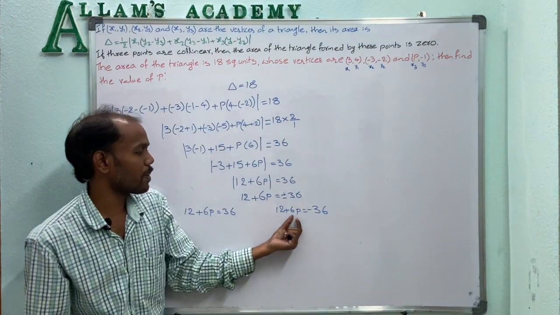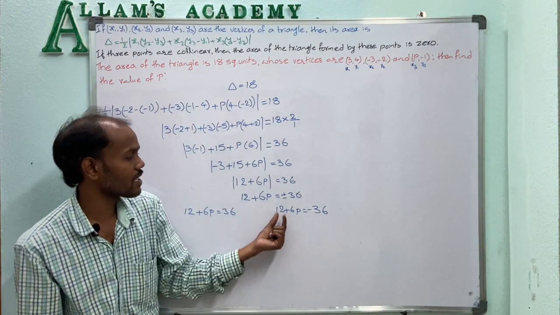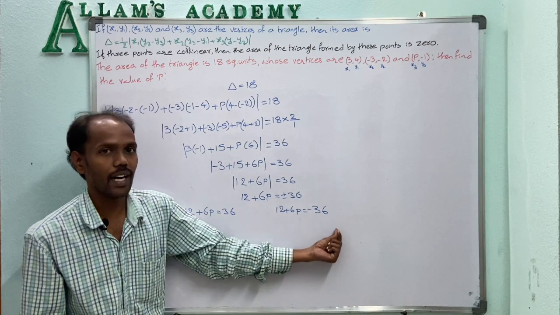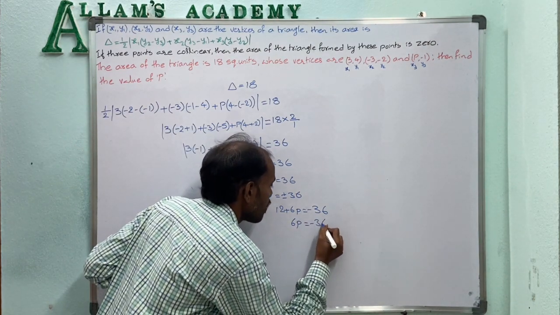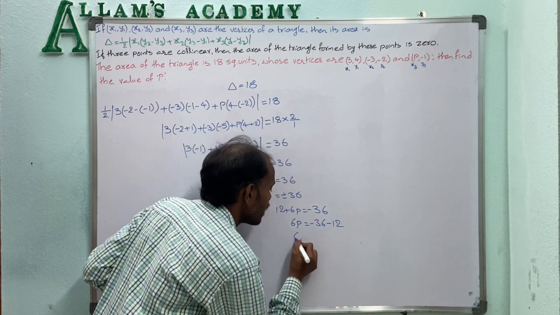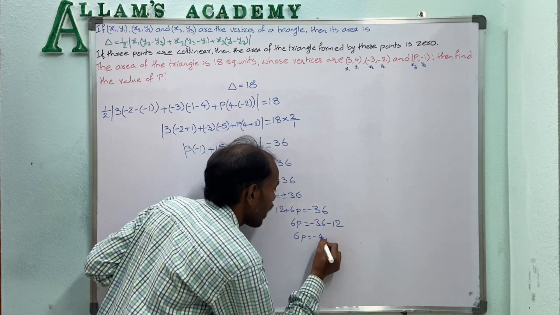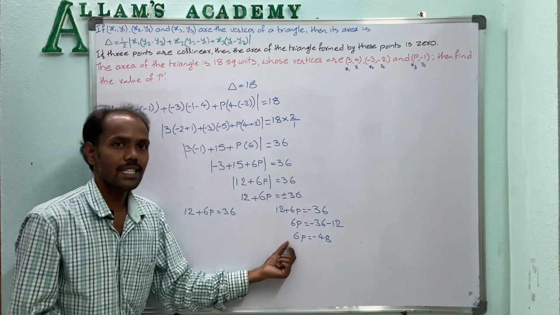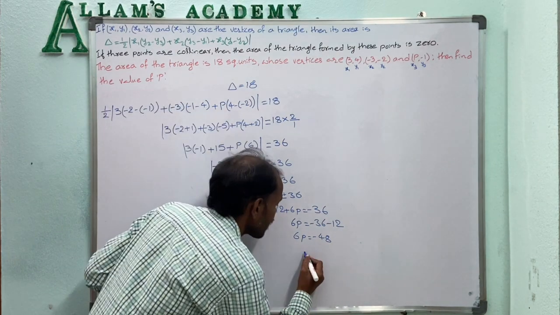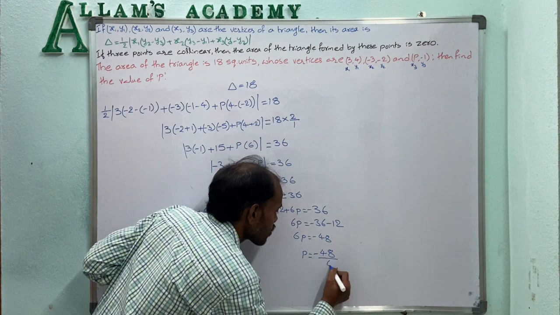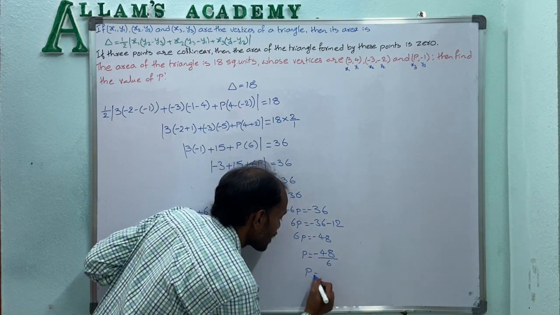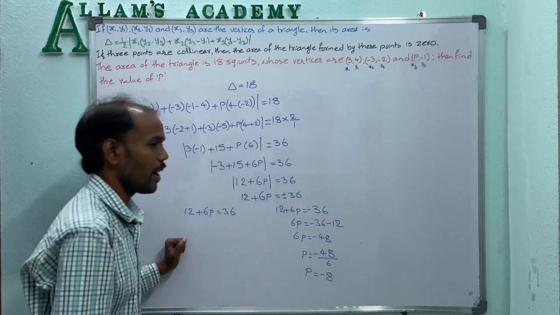Now if 12 plus 6p equals minus 36, then plus 12 transfers to RHS, that is minus 12. So minus 36 minus 12 is equal to minus 48. Now multiplication 6 transfers to that side, that is division. Minus 48 by 6. So 6 ones are 6, 6 eights are 48. So the p value is minus 8.